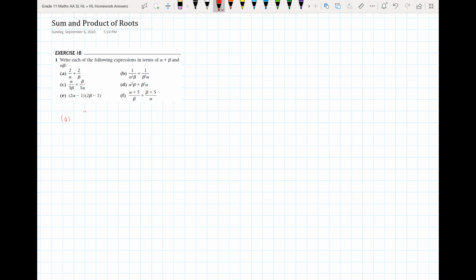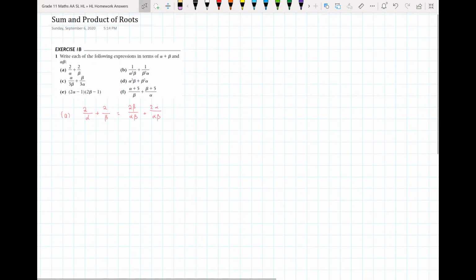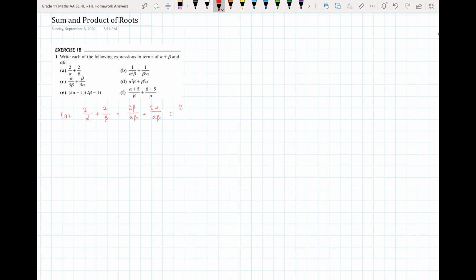So in 1A, we want to write this in terms of alpha and beta. We can multiply the first term by beta over beta, and the second one by alpha over alpha. So you would get 2 times the sum over the product.